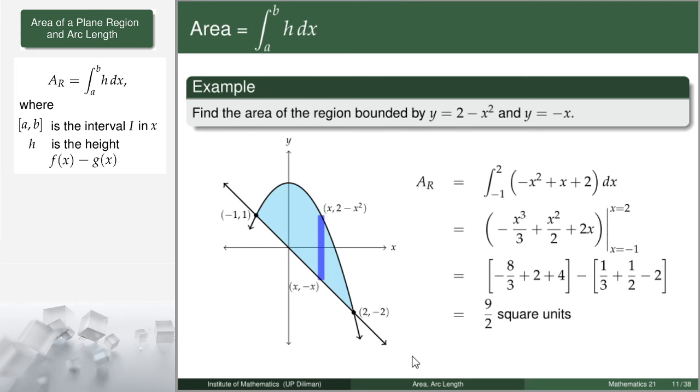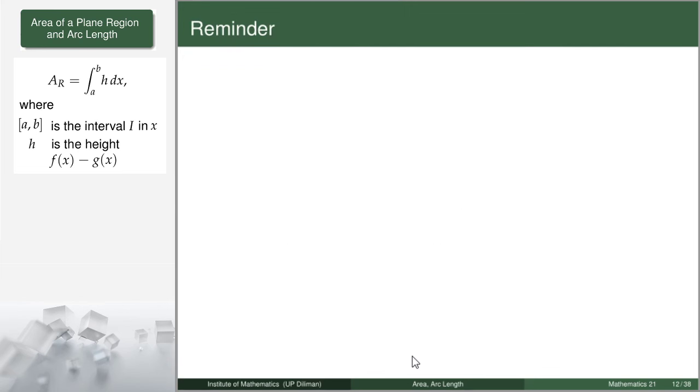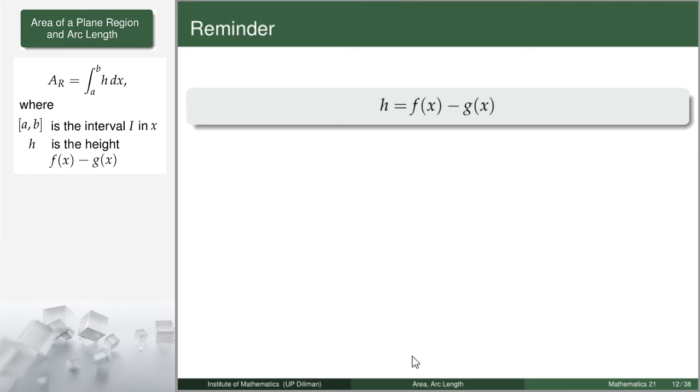Now let's have a short summary of what happened here. One of the most important parts here will be the f of x minus g of x. And as I've said before, since we are using a variable x, the height will be a change in the other variable y.